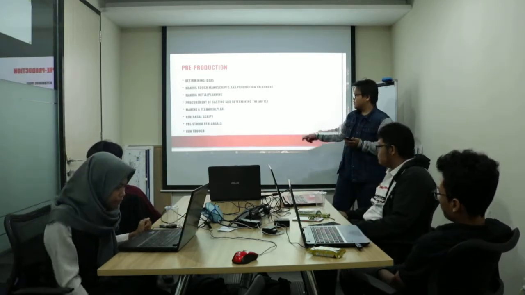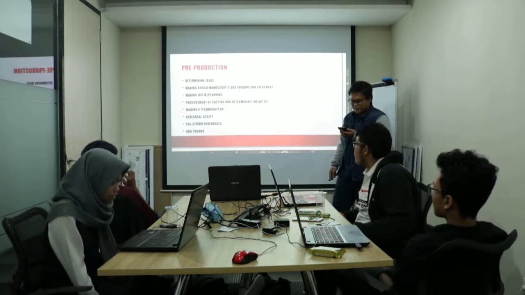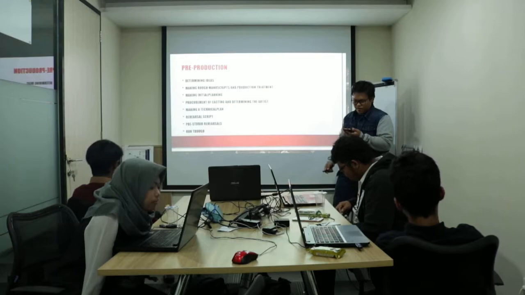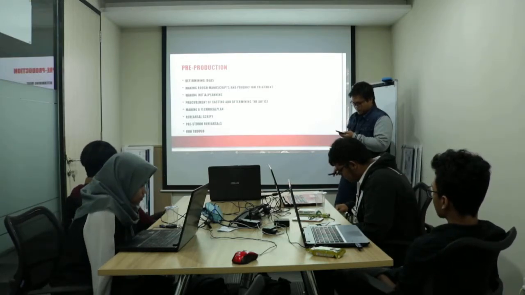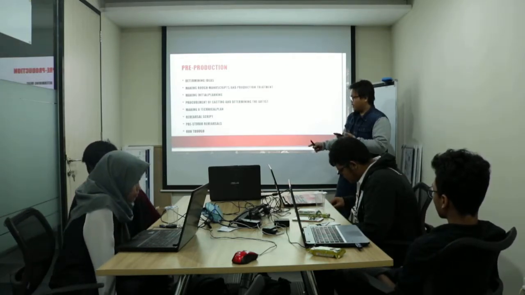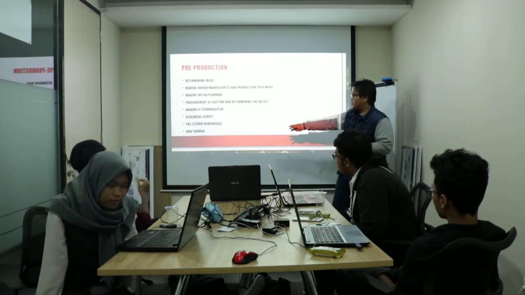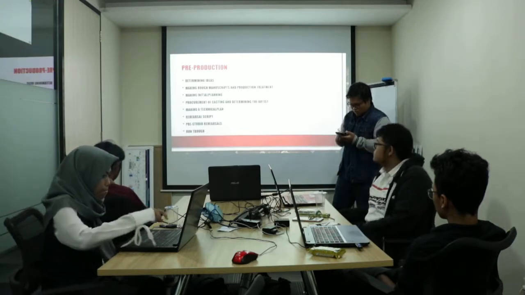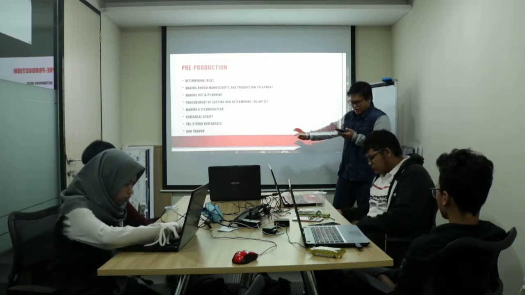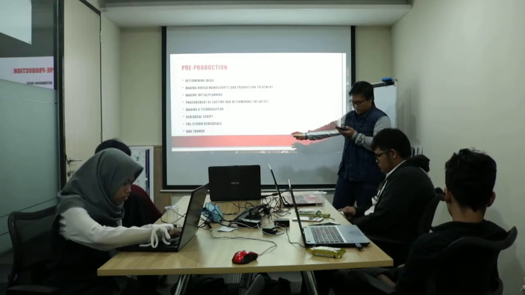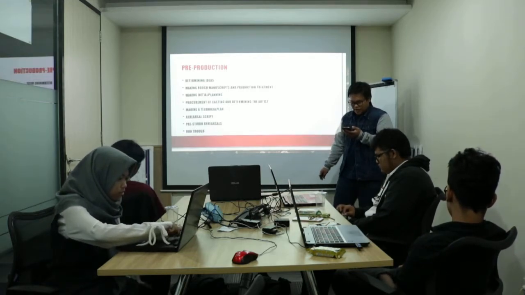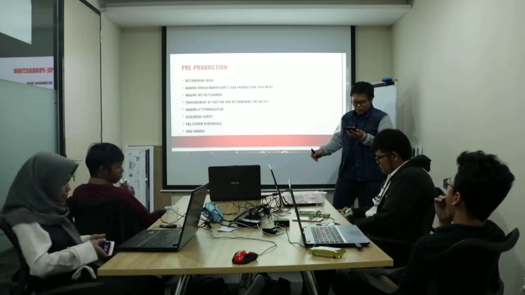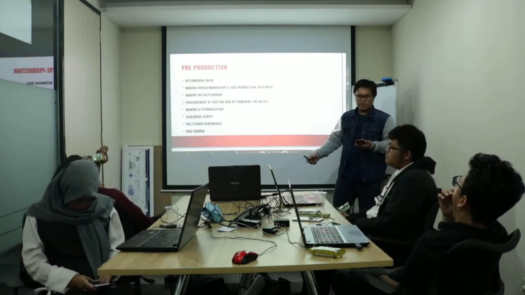And the 6th stage, rehearsal script. In rehearsal script, actors and actresses train for animating a scene. And the 7th and 8th stage, the last stage of pre-production is this. In this stage, our crew briefing is to know the position of camera and lighting work.